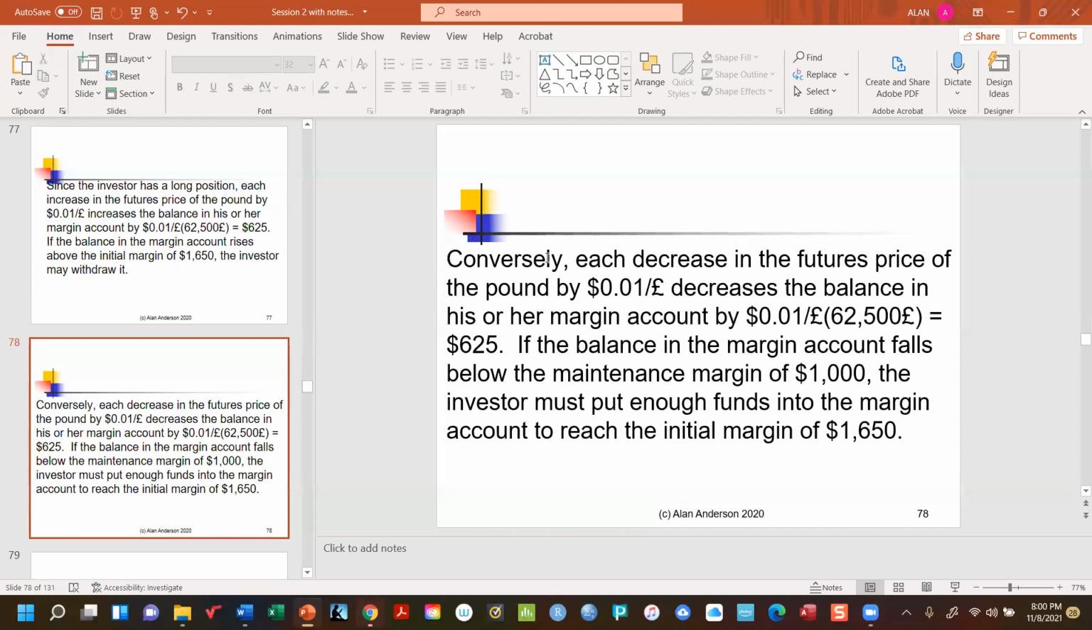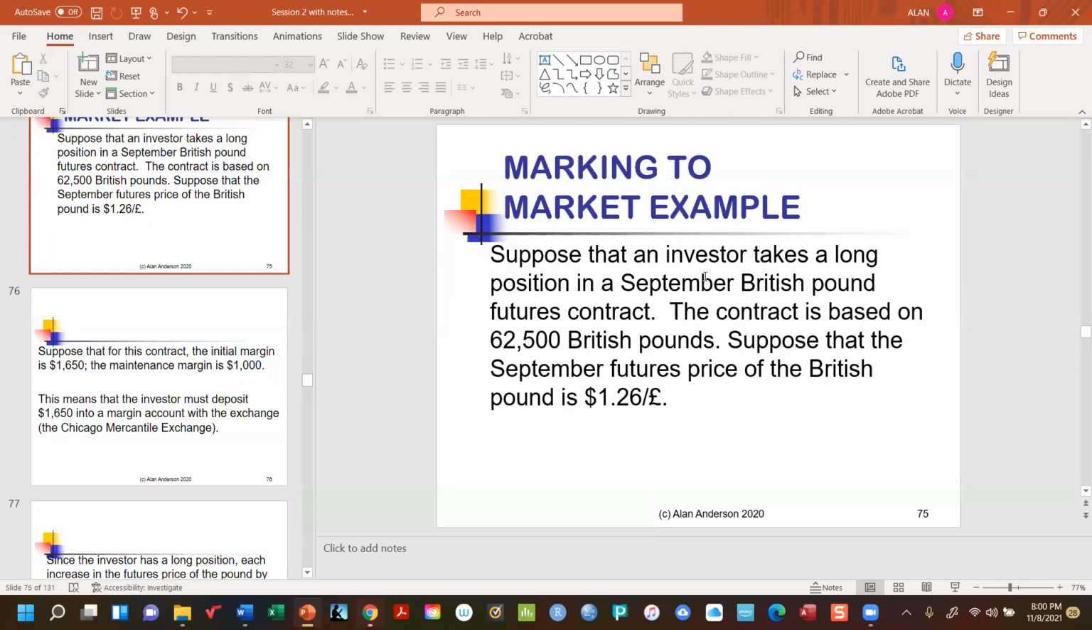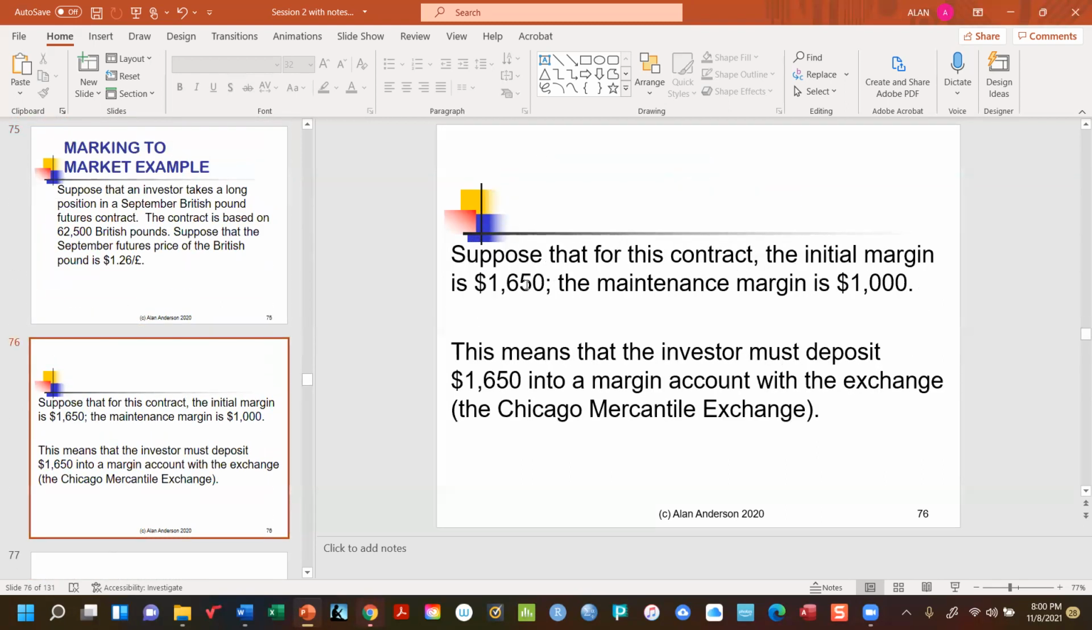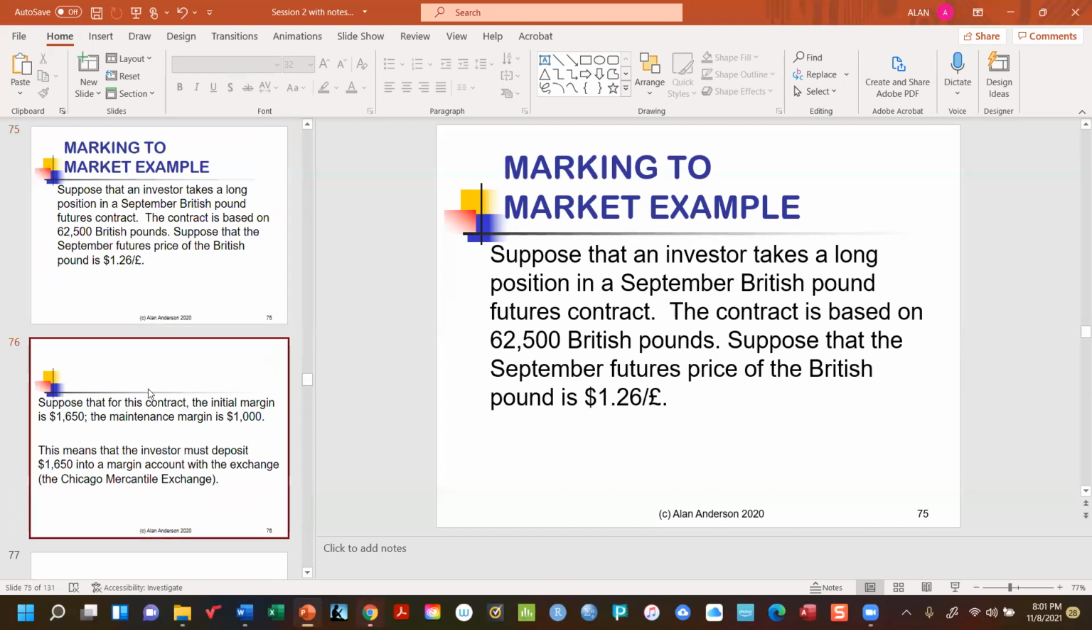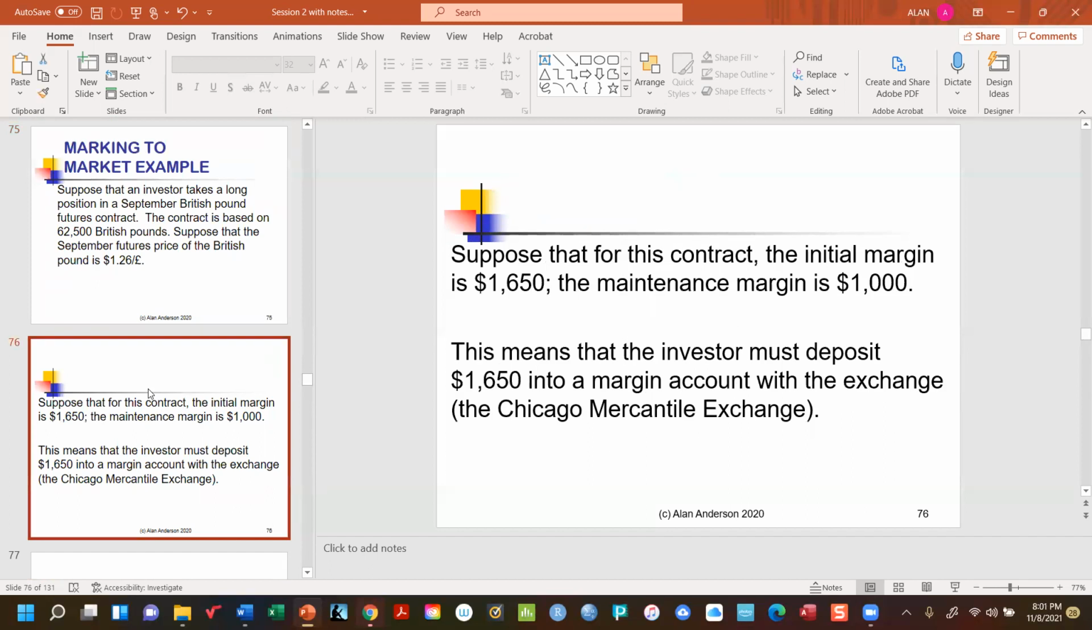All right, but now, of course, if it goes down by a penny, you're losing $625. And remember, that's not much because the initial margin was 1650, the maintenance margin is 1,000. You don't have to lose a whole lot for that margin call, like just slightly over a penny. And you know how volatile exchange rates are. It's not that unusual for exchange rates to move by more than 1 cent during a given day. It happens all the time, as a matter of fact.